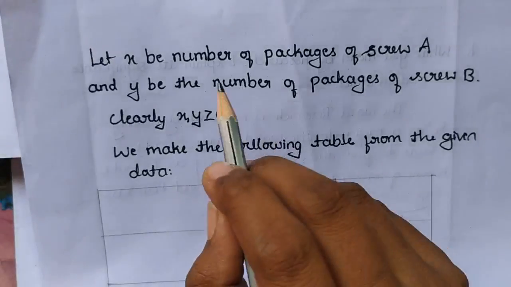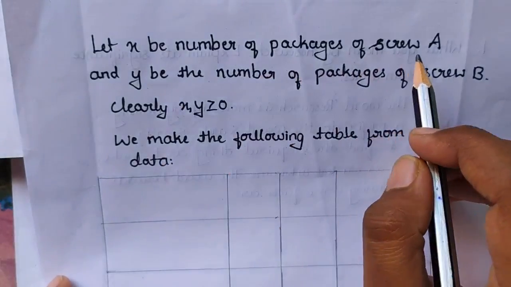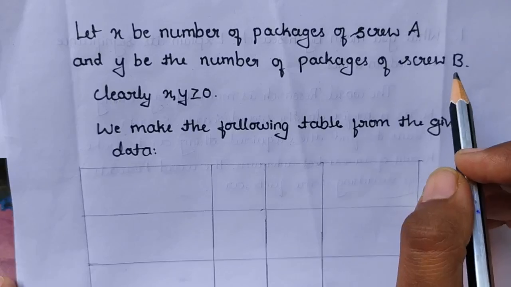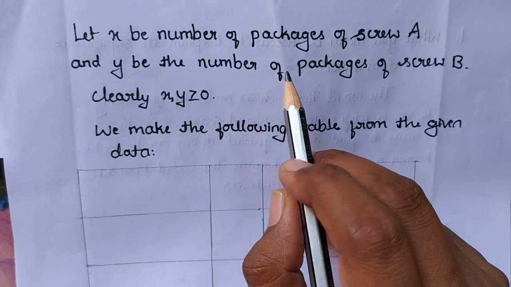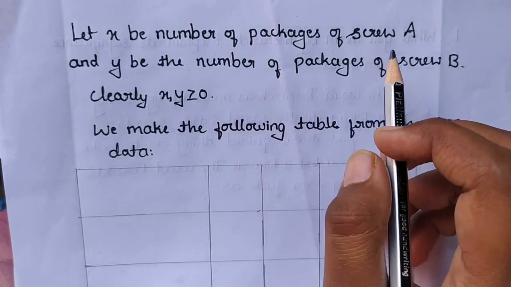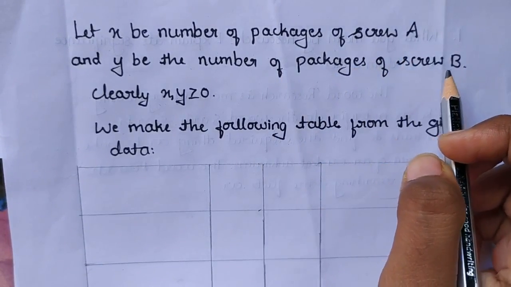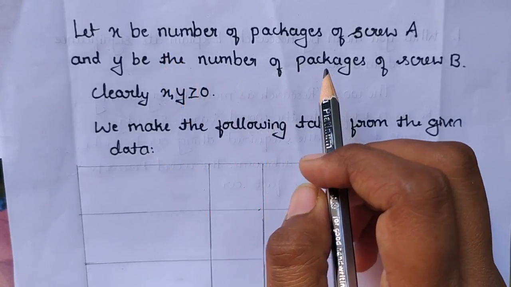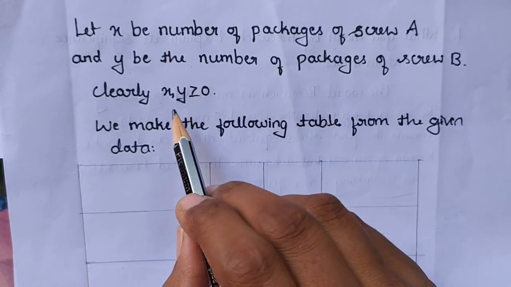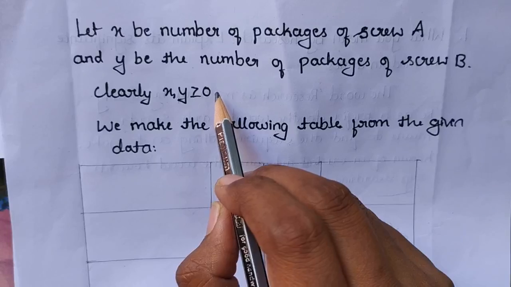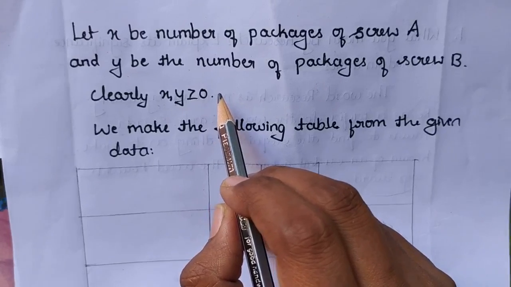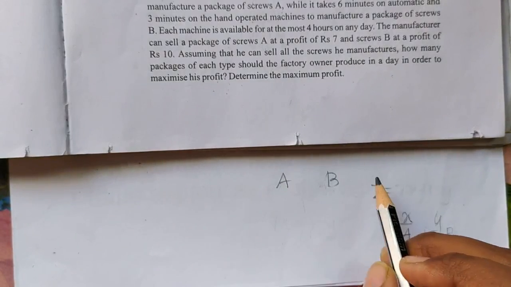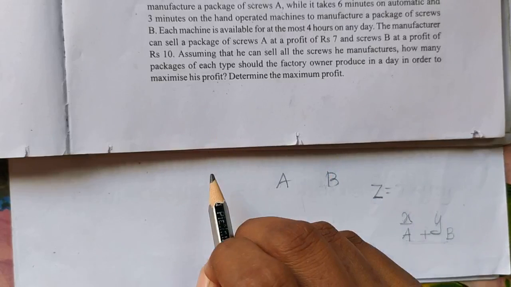So I have written, let X be the number of packages of screw A and Y be the number of packages of screw B. We can also write this as, let a factory manufacture X packages of screw A and Y packages of screw B. As here X, Y denote the number of packages, they cannot be negative. So clearly X, Y are non-negative. They are greater than or equal to 0. And the objective is to maximize the profit. So here Z is a profit function.